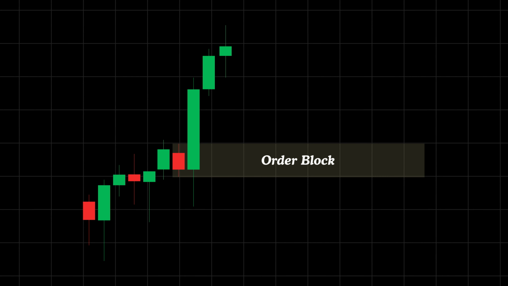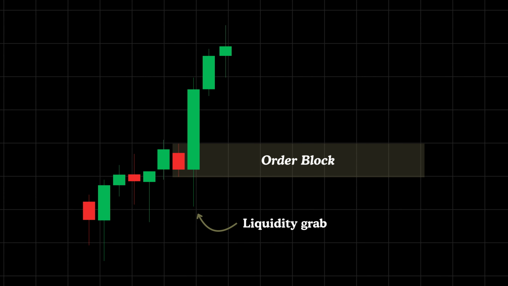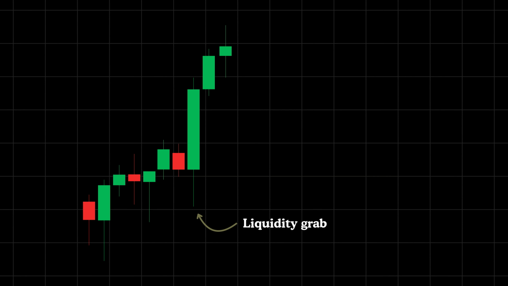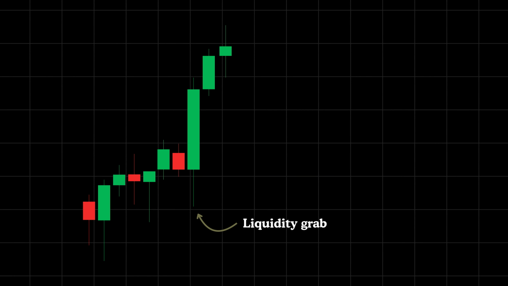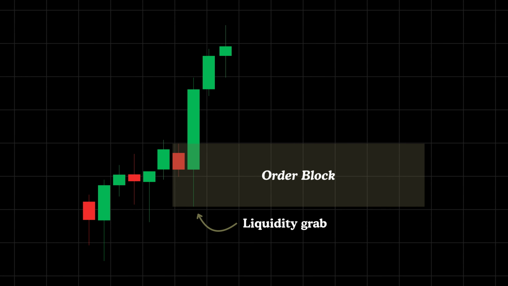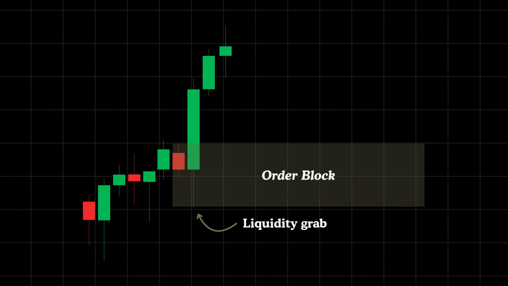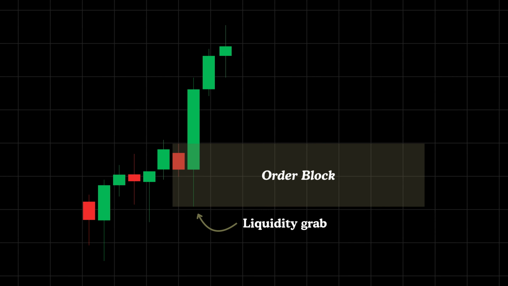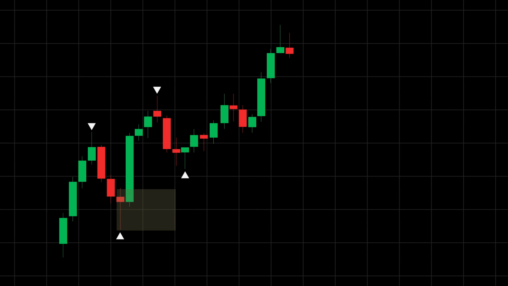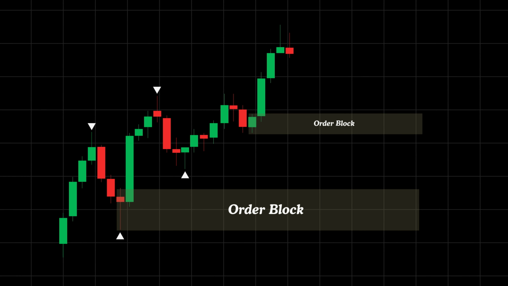Here's a crucial detail. Sometimes a wick captures liquidity before the imbalance begins. In that scenario, we also include the wick within the order block zone. This marks the true start of the imbalance, and our stop loss should always be positioned below this wick for safety. Order blocks can be either small or very large.